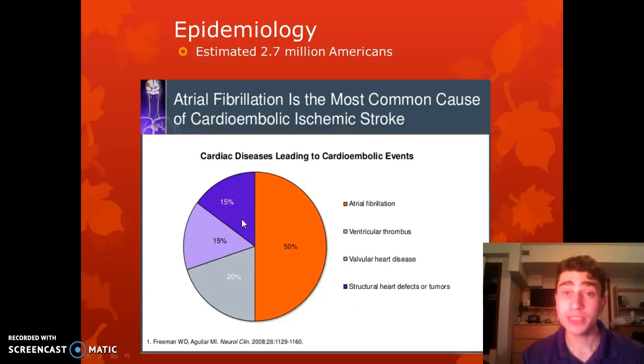Looking a little bit at the epidemiology, we estimate that there's about 2.7 million Americans with AFib, and we can see just how common AFib is compared to all of the cardiac events, because it does make up about 50% of all the diseases that lead to cardiac events.